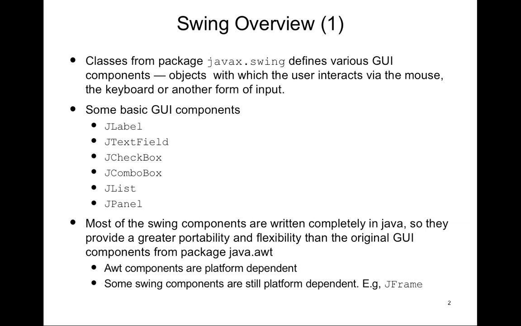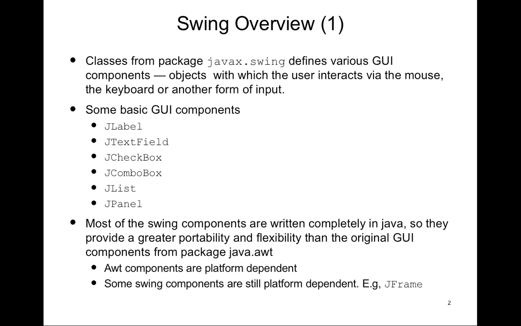But anyway, classes from the package javax, I know, X from the windowing package. It's kind of a Linux kind of thing. That swing defines various GUI components. It's not the end-all of end-all. There's also java.awt, and we'll look at that again as well today. Well, I haven't looked at it yet, so I'll show it to you today.